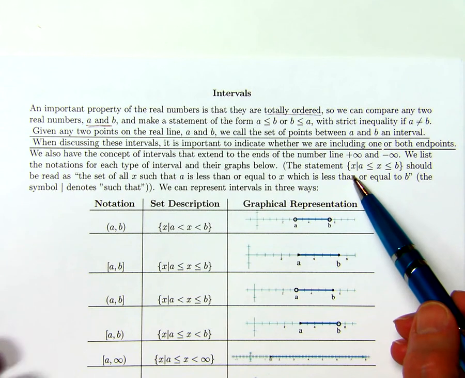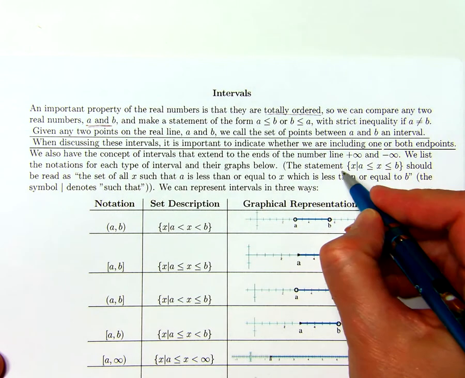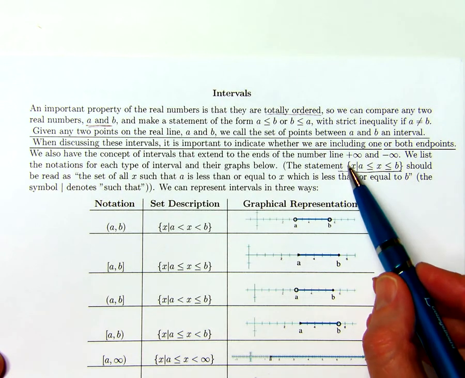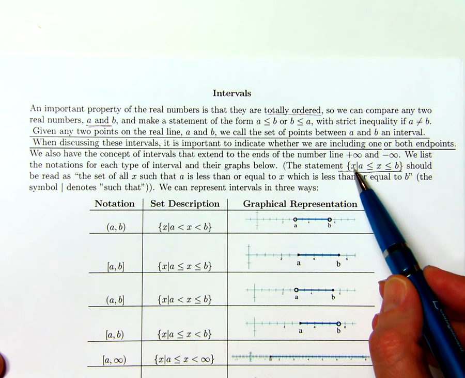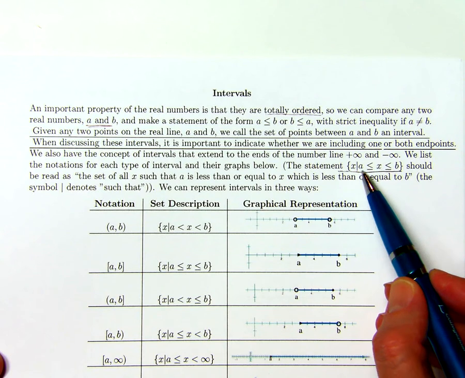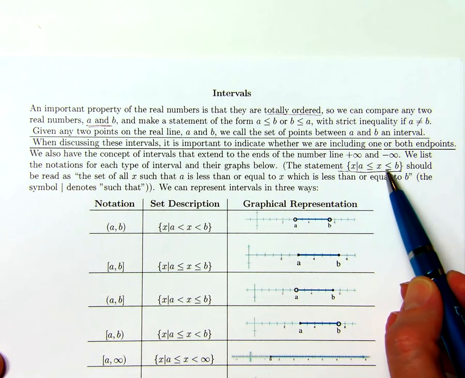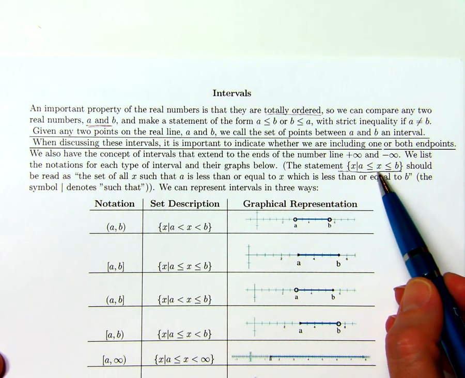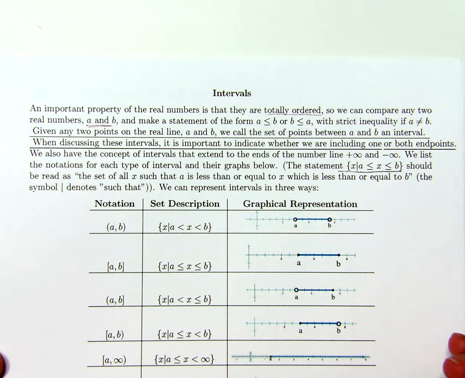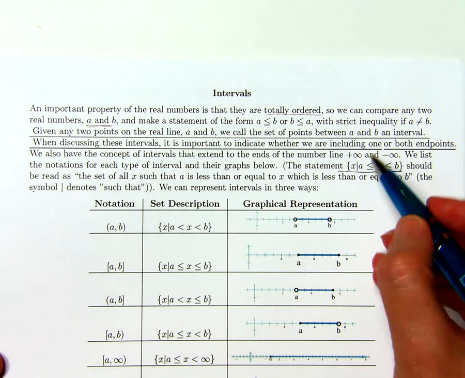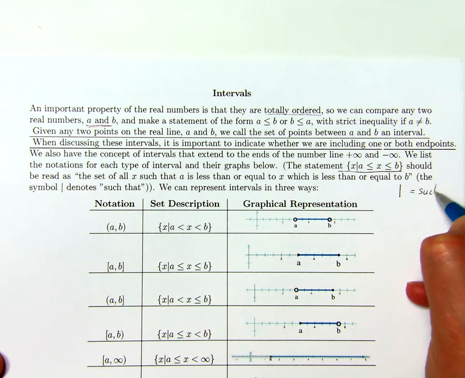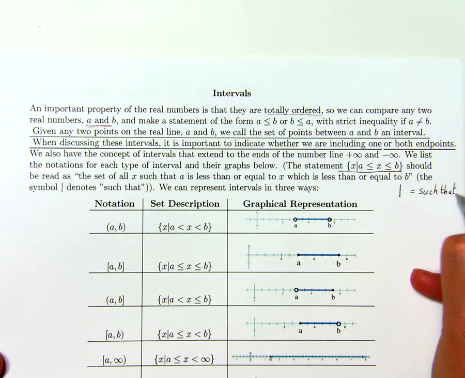This mathematical statement, which is the set theoretic description, can be read in the following way. It's the set, the curly brackets mean set, of all real numbers x such that A is less than or equal to x, which is less than or equal to B. So this is a set of numbers which contains A, and it contains B, and it contains every real number x between A and B. In particular, this vertical line means "such that" in mathematics.